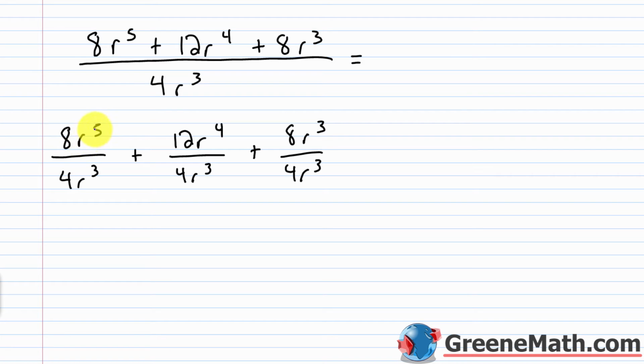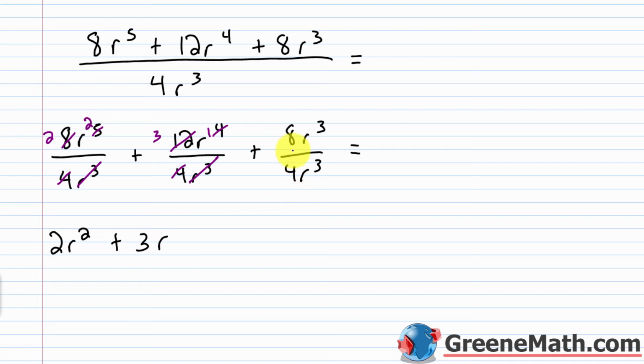We know that 8r to the 5th power over 4r cubed, the 8 would cancel with the 4 and give me a 2. R to the 5th power over r cubed is r squared. So then let's go ahead and write these as we get them. So this would be 2r squared. Then over here I have 12r to the 4th power over 4r cubed. 12 would cancel with 4 and give me a 3. R to the 4th power over r cubed would cancel and be r to the 1st power. So this is plus 3r.